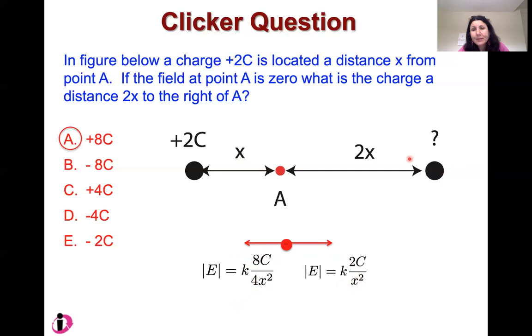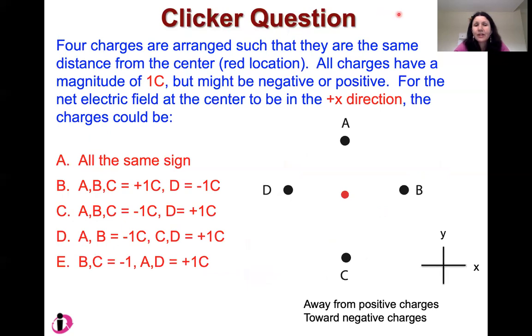So 4 times, why? Because this is double the distance, but remember with distance you square it, so that has a contribution of being 1/4 less due to the distance, so the charge has to be 4 times as large. So this is how you think about superposition in this question. Okay, so here's another question for you.